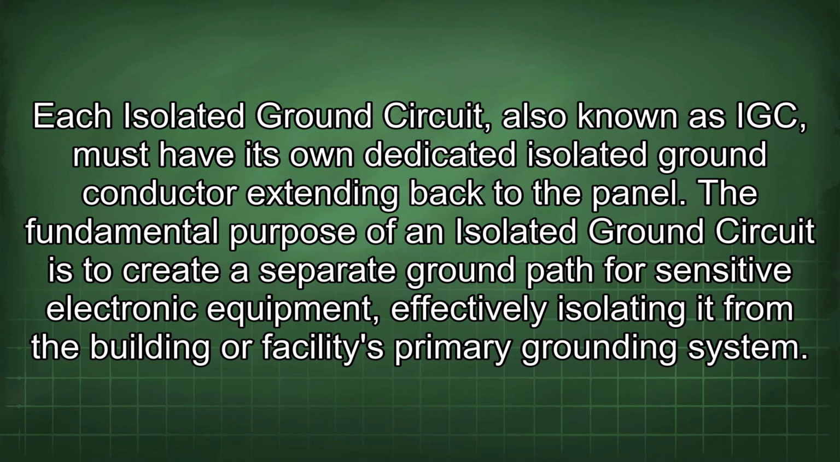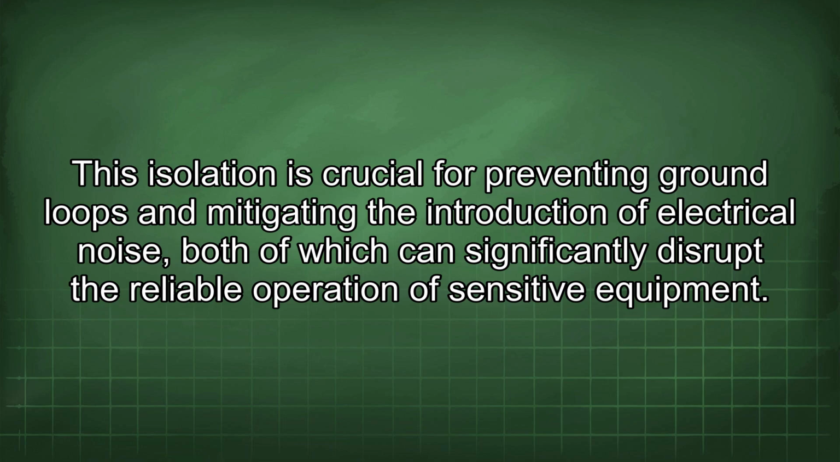Each isolated ground circuit, also known as IGC, must have its own dedicated isolated ground conductor extending back to the panel. The fundamental purpose of an isolated ground circuit is to create a separate ground path for sensitive electronic equipment, effectively isolating it from the building or facility's primary grounding system. This isolation is crucial for preventing ground loops and mitigating the introduction of electrical noise, both of which can significantly disrupt the reliable operation of sensitive equipment.